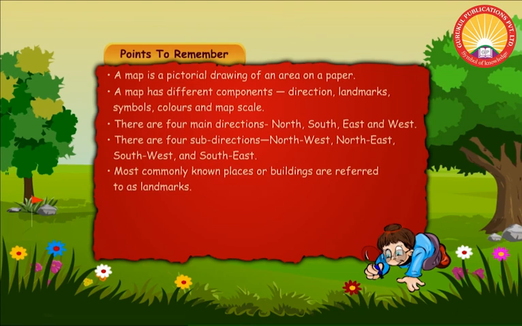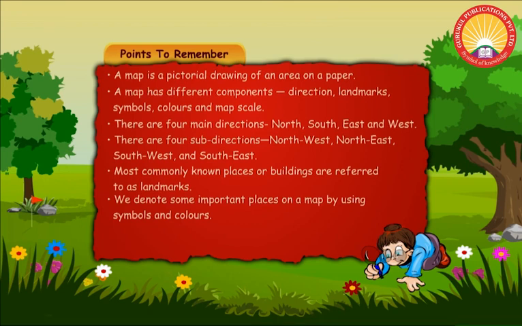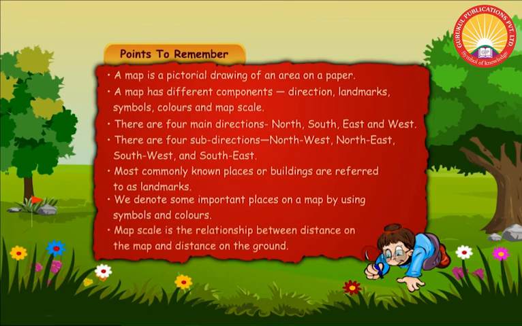Most commonly known places or buildings are referred to as landmarks. We denote some important places on a map by using symbols and colors. Map scale is the relationship between distance on the map and distance on the ground.